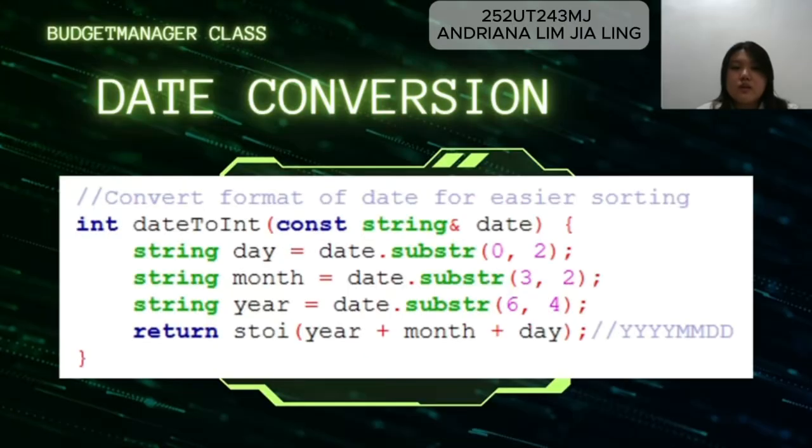After validating, the date conversion function is applied. In the code, this function converts the date into a standardized format or a numeric value. This makes it easier to compare dates when sorting transactions or parsing data from files. Date conversion simplifies internal processing while keeping user input readable.